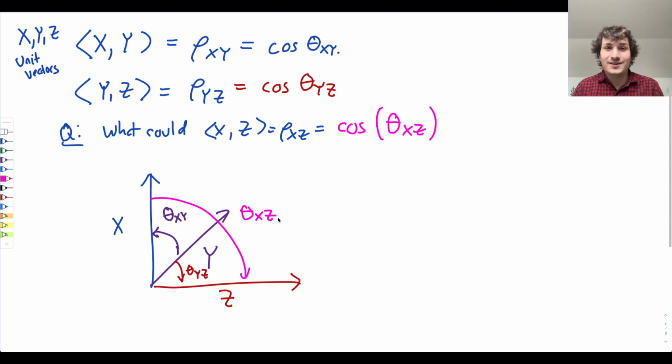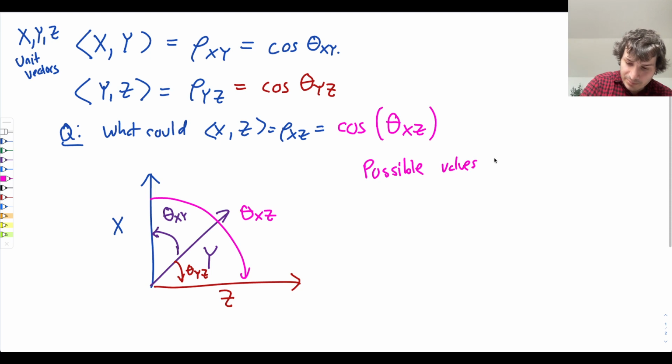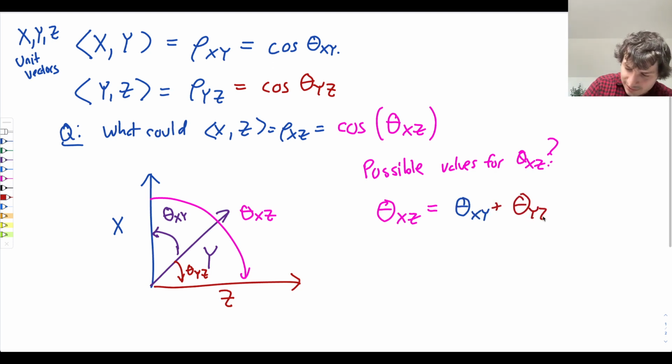An even better question, like what are the possible angles? And from the picture, I think you can see, very visually speaking, it's very easy to see what the possible angles are. So what are the possible values for theta x z? I just drew one of them. One possibility is that theta xz equals the sum of the other two angles. It's theta xy plus theta yz. This is one possibility.